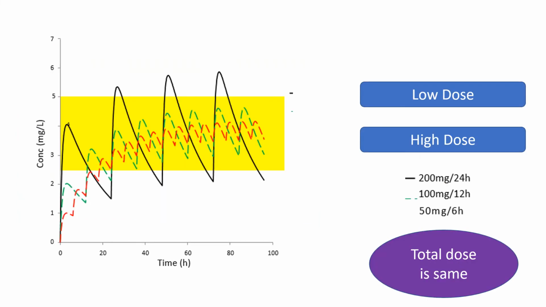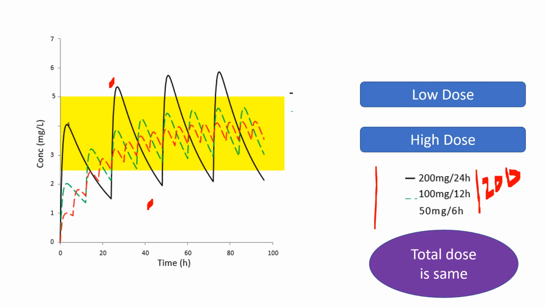Next, we're trying to figure out whether a high dose given in multiple doses is always beneficial. In that case, no, because the problem with a high dose is that you can see here there is an up and down. This is the max, this is the mean, and we have three regimens: 200 milligram in a span of 24 hours, 100 milligram 12 hourly, and 50 milligram 6 hourly. If we calculate it, everything becomes 200 milligram. 50 into 4 is equal to 200, 100 milligram into 2 is equal to 200.